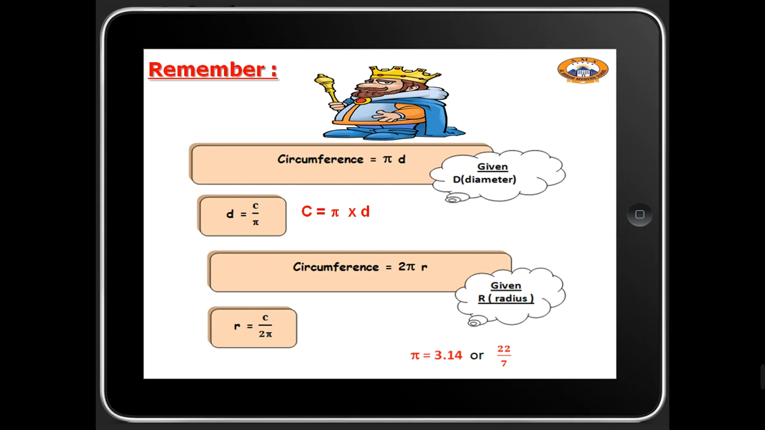But what if he gave you the radius of a circle? So it's going to be so easy. You're going to multiply 2 times pi times the radius length. So get ready now. Please bring your booklet and start to solve the following exercise with me.